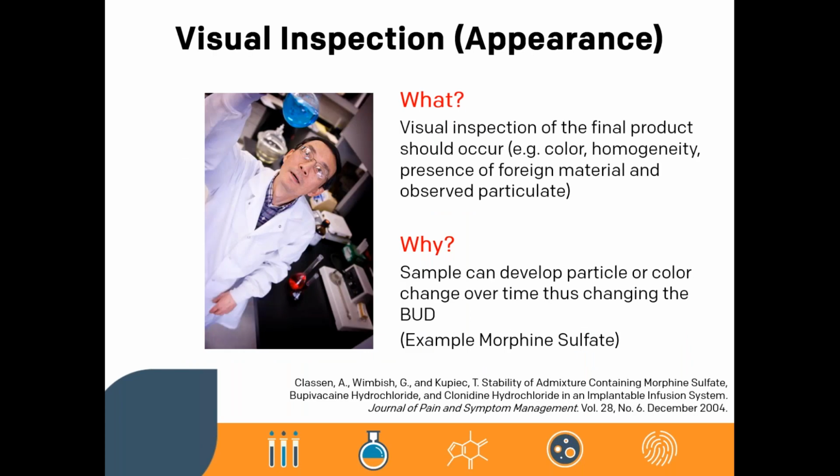It's important to do a visual inspection. We talk about visual inspections here of the final product: color, homogeneity, the presence of a foreign material, or any observed particulate. We'll talk about particulate matter in a bit, but over the last few years, there's been a lot of attention paid toward a product that was used in Avastin syringes, where we found that it was reacting with the oil and the silicone, and you would get some precipitant forming. And I think that's very important.